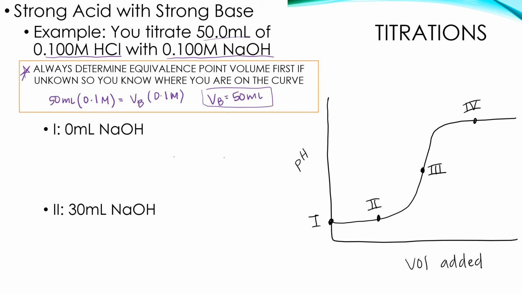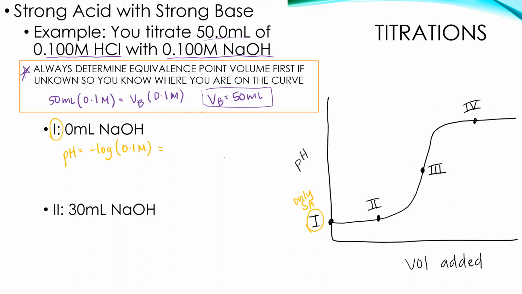Okay, so the first one says, what's the pH before I've added any sodium hydroxide? So region 1, we only have strong acid. So pH is just equal to the negative log of the concentration of the acid.